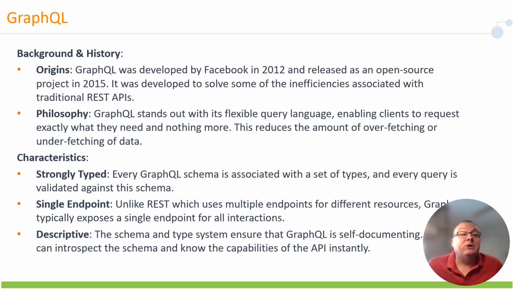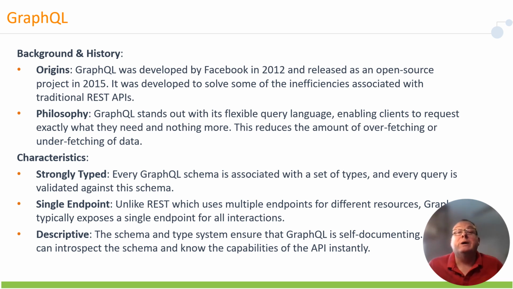Let's look at GraphQL. GraphQL was developed by Facebook in 2012 and released as an open source project in 2015. It was developed to solve some of the inefficiencies associated with traditional REST APIs. In terms of the philosophy, GraphQL stands out with its flexible query language, enabling clients to request exactly what they need and nothing more. This reduces the amount of overfetching or underfetching of the data.